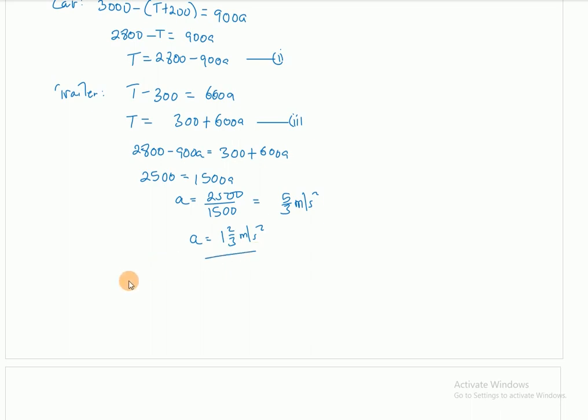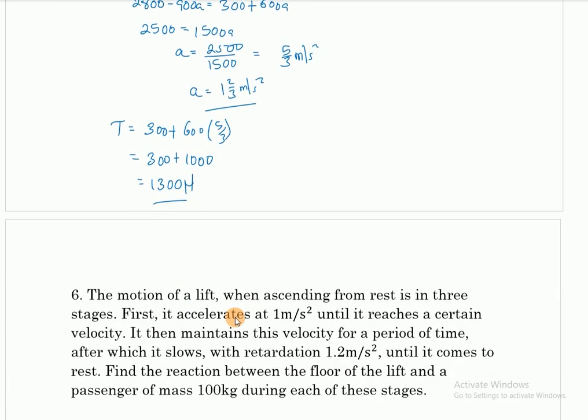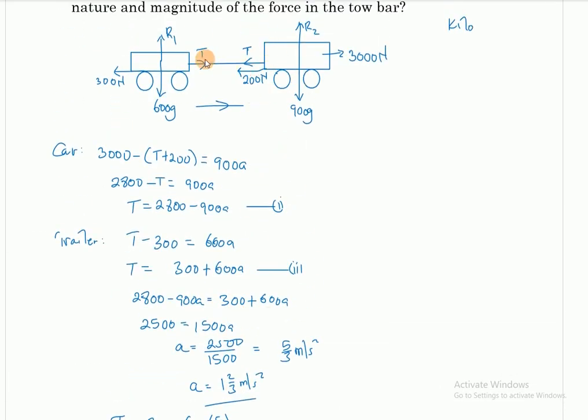Then the tension T, we can use equation number 2. So T is equal to 300 plus 600 times 5 over 3, which is equal to 300 plus 1000, getting us 1300. That happens to be the tension produced in the towbar.